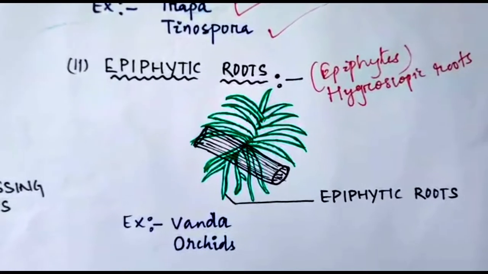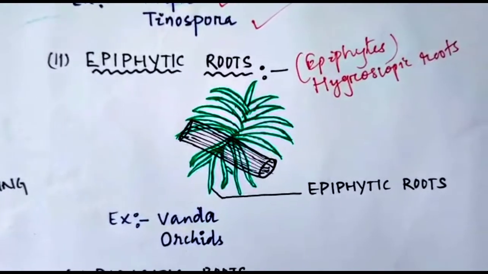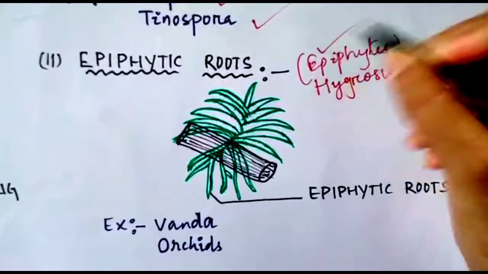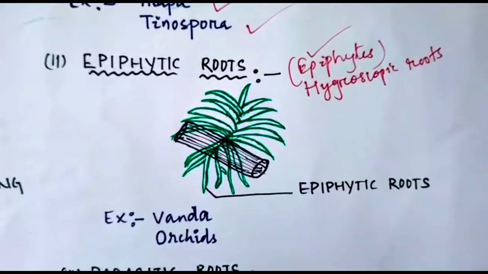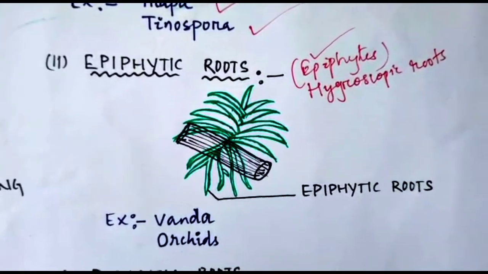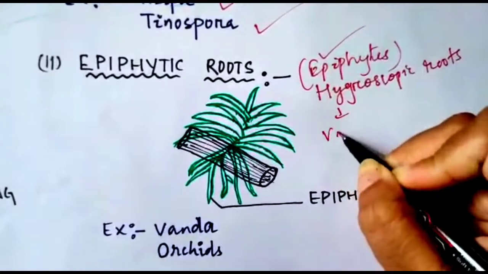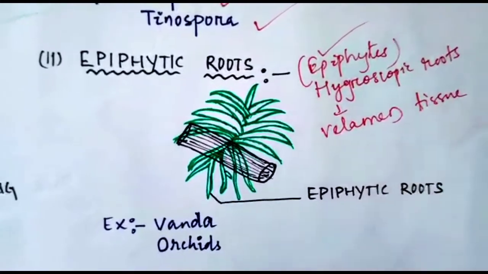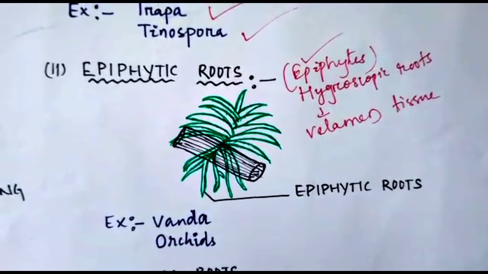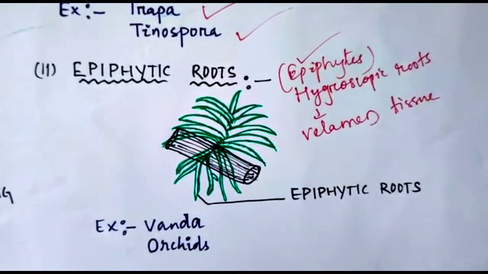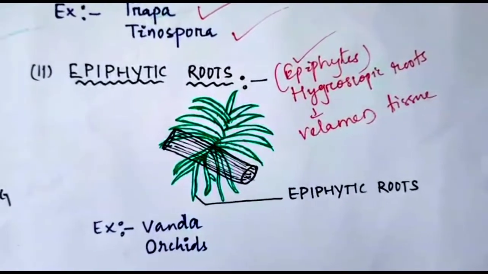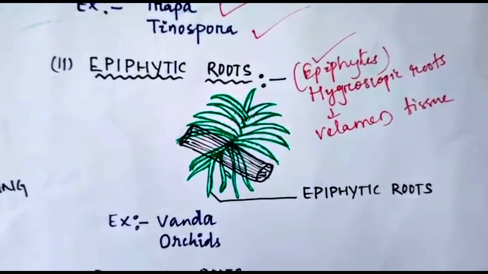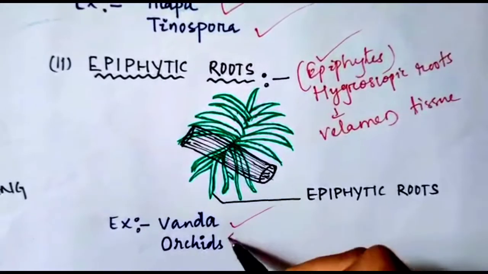So how can they absorb water? The epiphytic roots present on the epiphytes contain some dead spongy tissue which is known as velamen, and this velamen tissue helps the epiphytic roots to absorb moisture from the atmosphere. So the examples are Vanda and orchids.